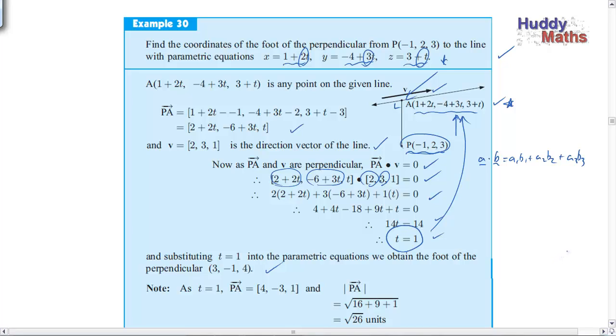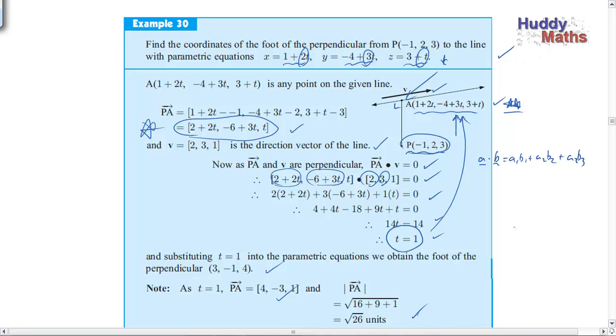Now, we could also find how far it was, that point A, by finding the length of PA, because we had PA back up here. We could put T is 1 in there and find PA, and the length of PA is root 26 units. Now, what do you get out of all that? Here is the important point.